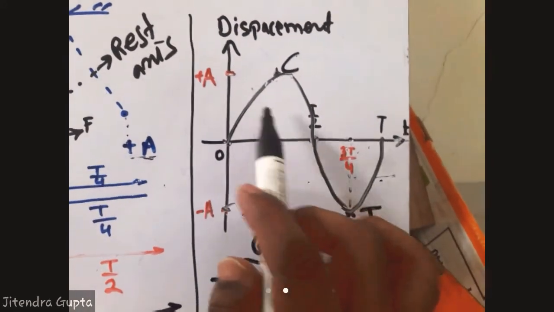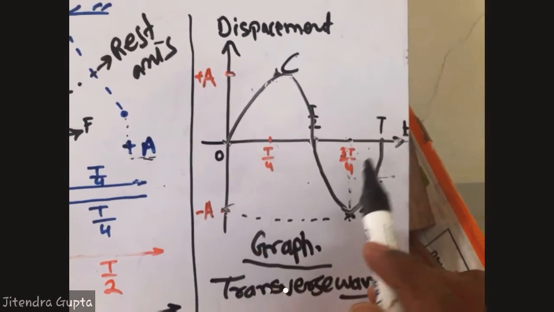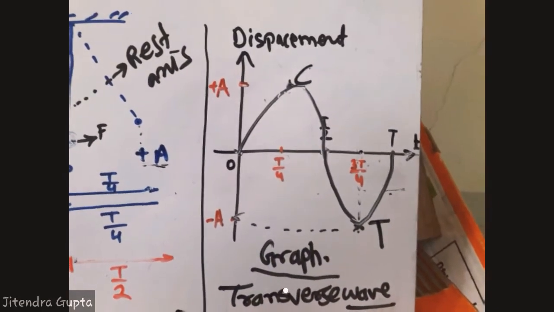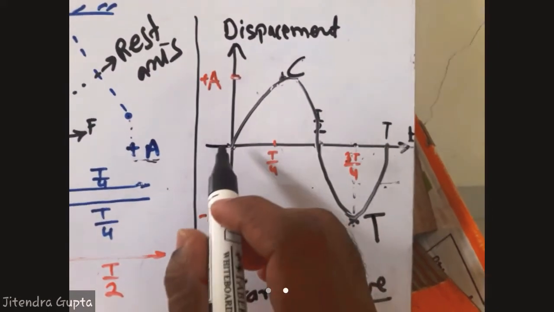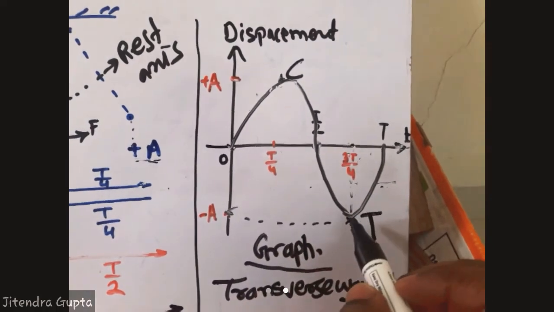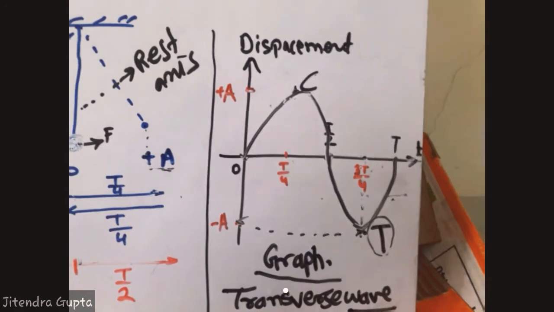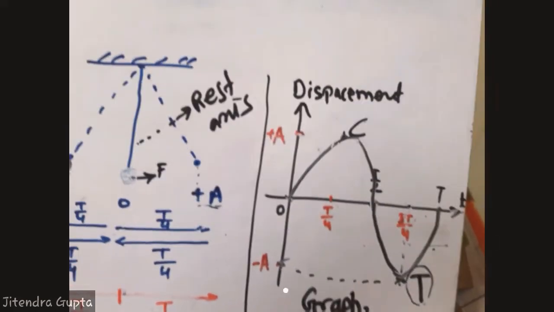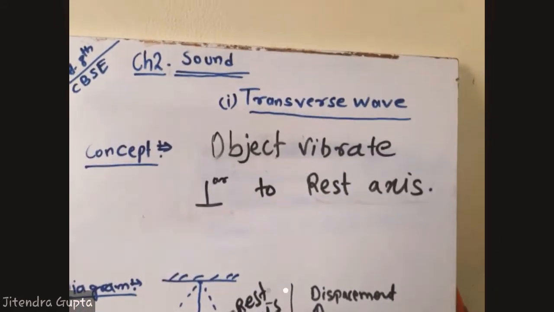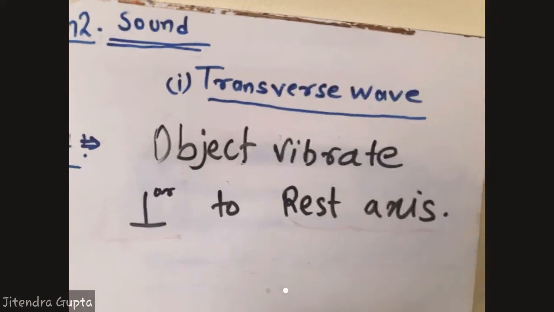One crest and one trough make one cycle, and the time required to complete one cycle is called the time period. So this is the basics about the transverse wave. Let us revise once again.